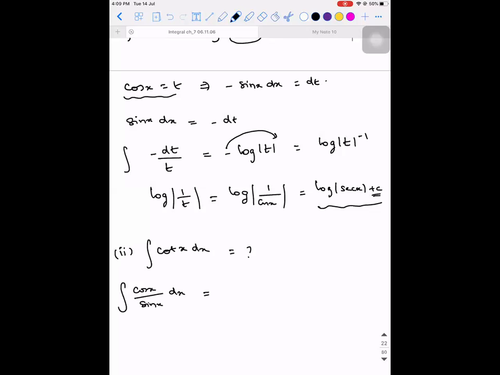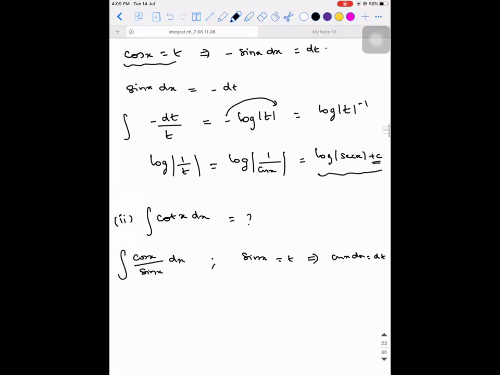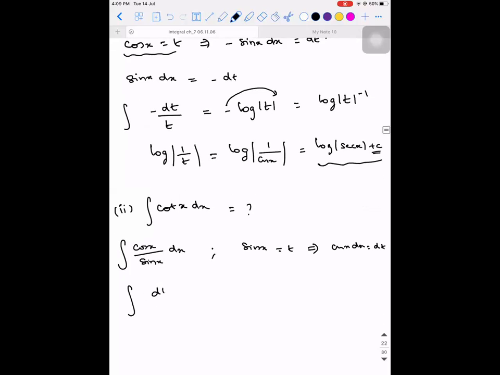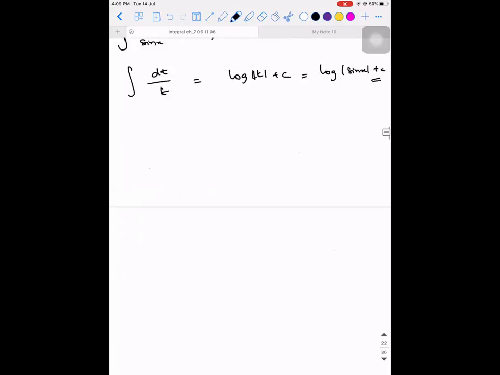So I can write it as cos x divided by sin x. You will put sin x equal to t, which implies cos x dx will be equal to dt. So the integral of dt divided by t will give you log t plus c. So log of mod sin x plus c. That's right. So this is another formula.